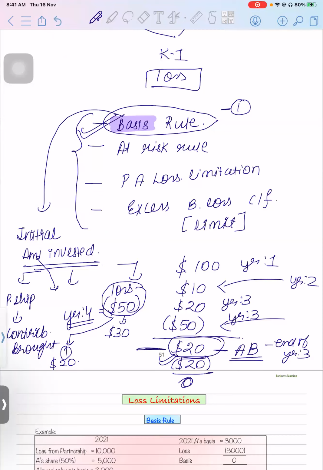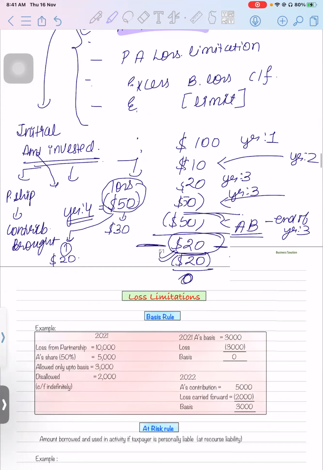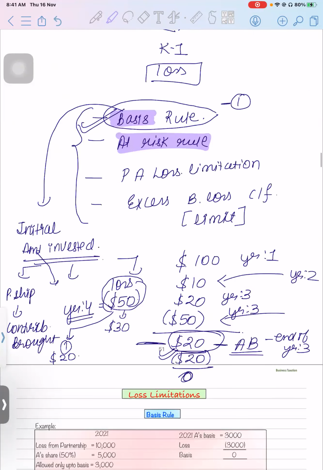Now let's see the second step, like what we can utilize more from this now. At risk rule. What do you mean by at risk? First, understand that. Right now, I'm just explaining it in a very short manner, just to understand the sequence. Then we'll see this example and then we'll read the theory. See, basis rule is simple.